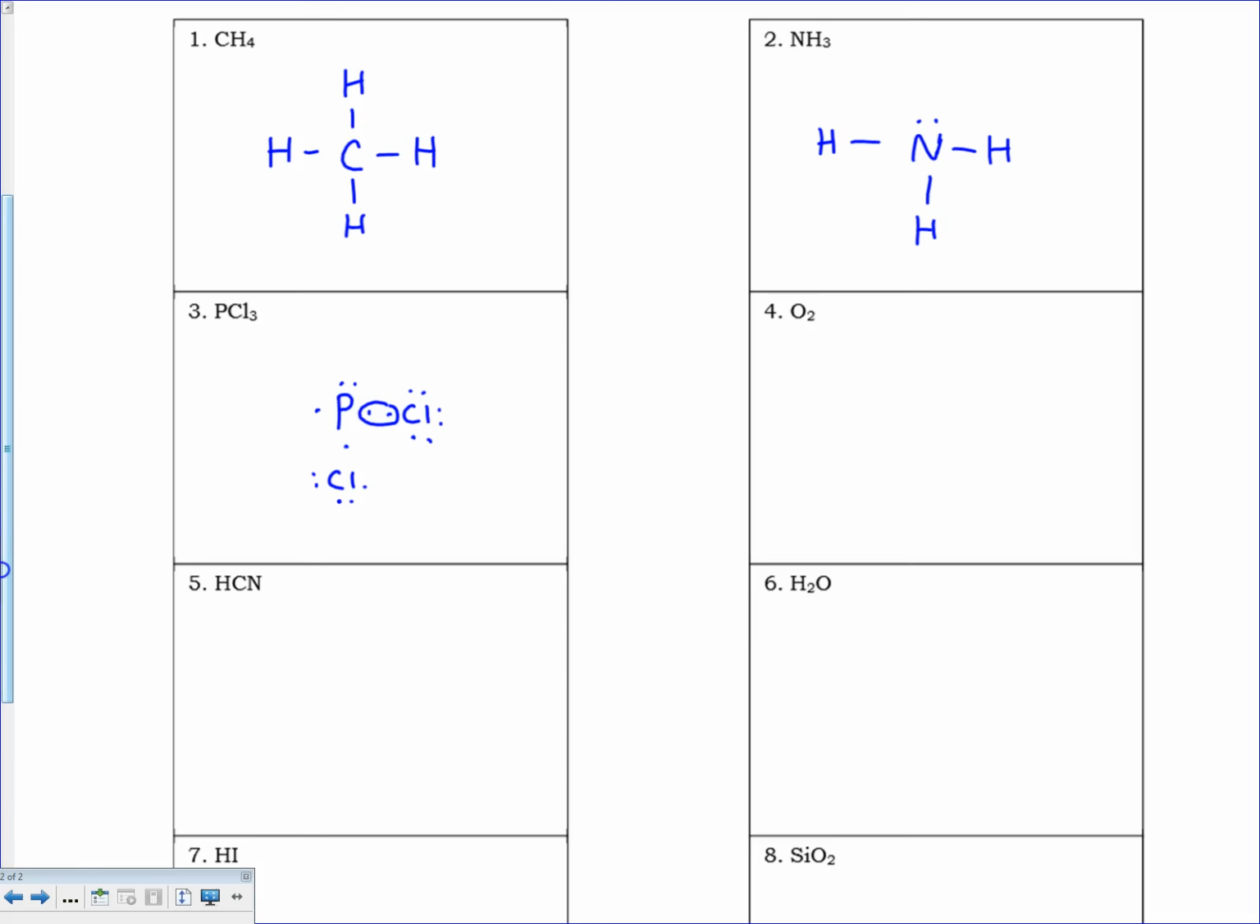So 1, 2, 3, 4, 5, 6, 7. And then another chlorine. And then again, any non-bonding electrons need to show up in the final structure. So I'm just going to change these circled ones to bonds.